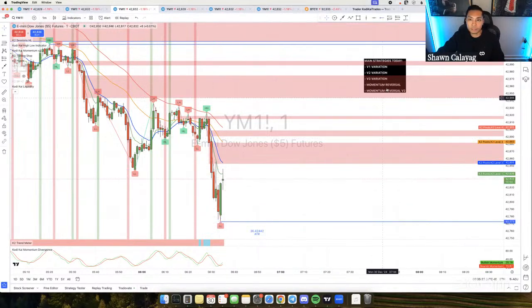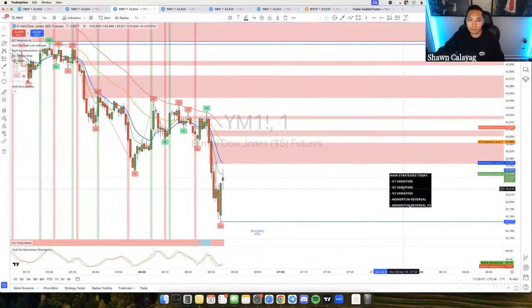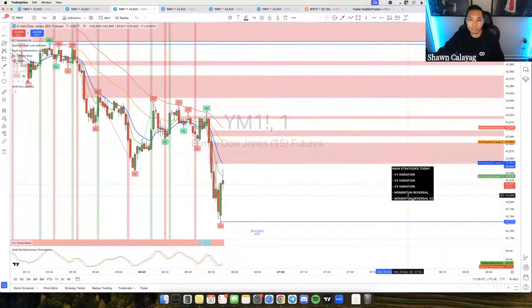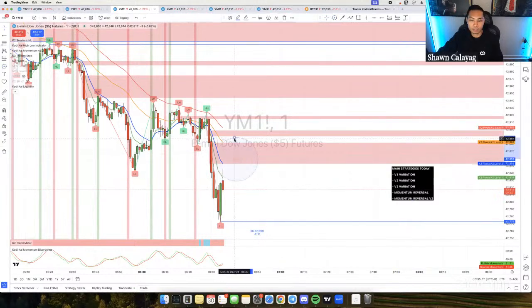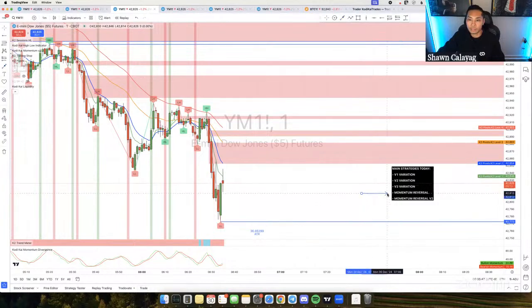So like I mentioned over here, guys, these are the main strategies that I'll be looking for: V1 variation, V2 variation, V3 variation, momentum reversal, and momentum reversal V2. For V1 variations, I'm going to look for rejections off structure, like off the liquidity zones right here. But for momentum reversal, I'll be looking for any type of movement that happens inside the candle. So you're probably going to see this one come up more often today. Momentum reversal V2 is very similar, except you're looking for a pattern. And if I see the pattern, I'll show you.